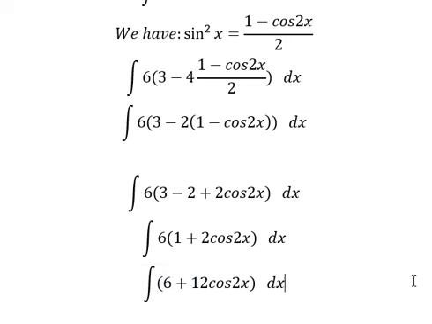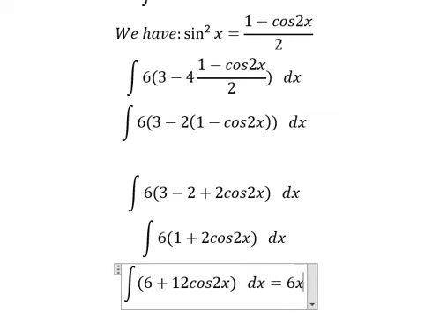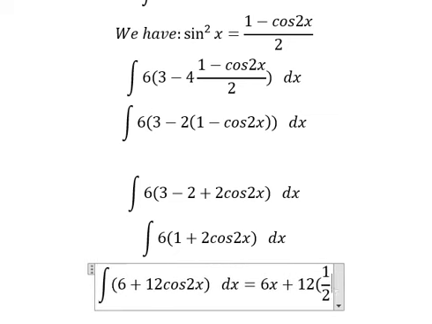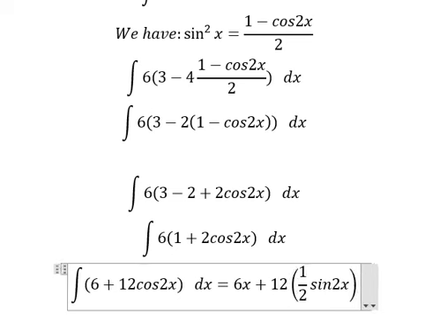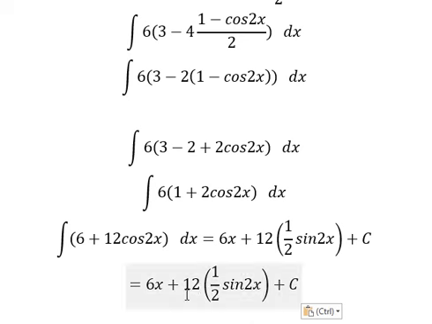And now we have the final answer. The integration of number 6, we have 6x. The next one, we have 1 over 2 sine 2x. And I will put plus c. Now we need to simplify. Number 12 divided by number 2, we have number 6.